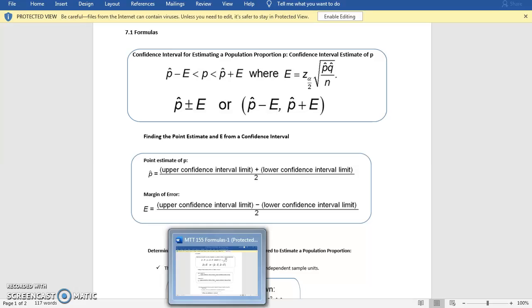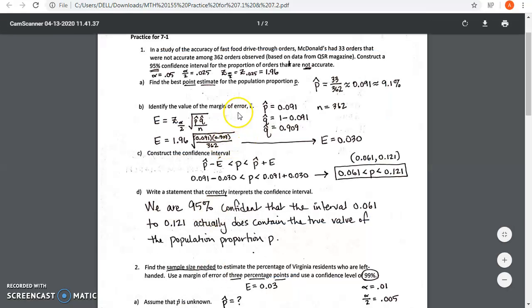Okay, so let's flip back to the problem at hand. We already figured out our z sub alpha over 2.